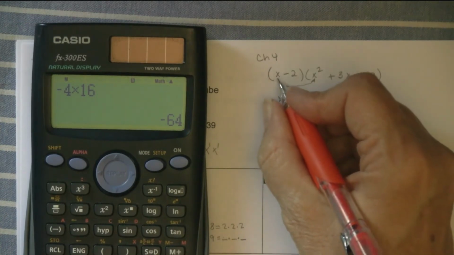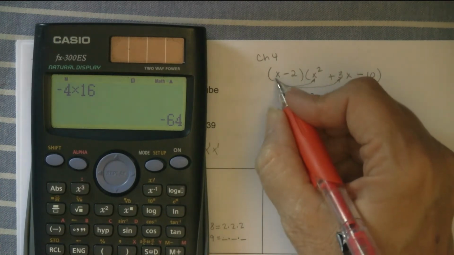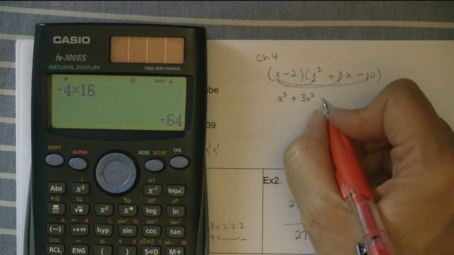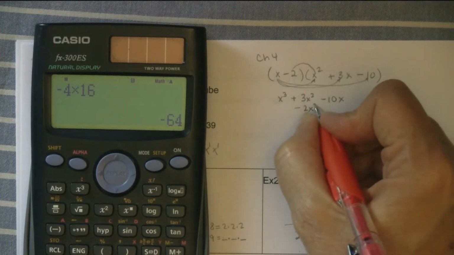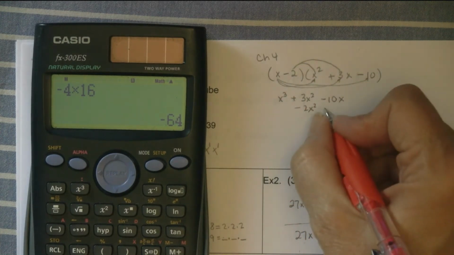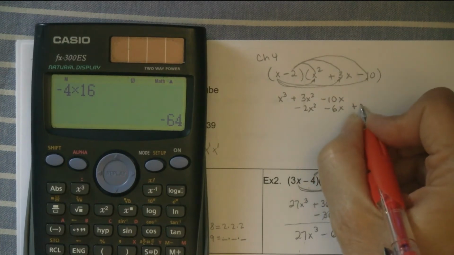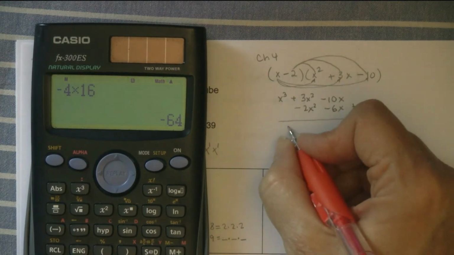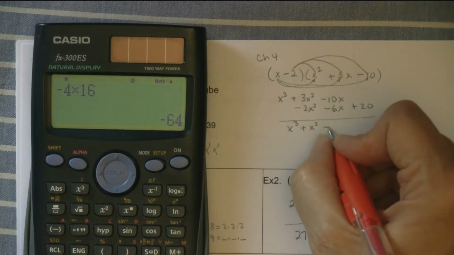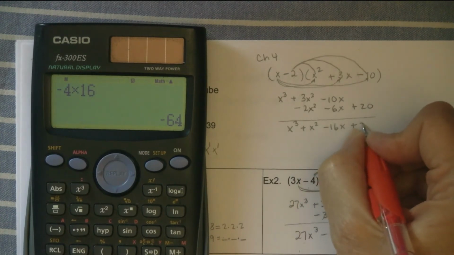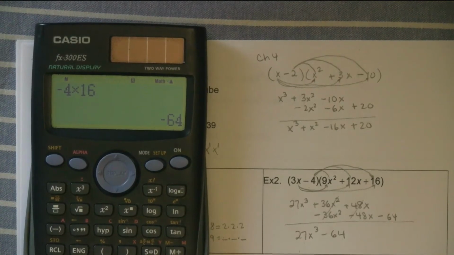So I'm going to do it because practice, right? Plus 3x to the second, minus 10x, minus 2x to the second, minus 6x, plus 20. So I get x to the third plus x squared, minus 16x, and plus 20. So it turned out to be something that has 4 terms, not something that is a binomial.